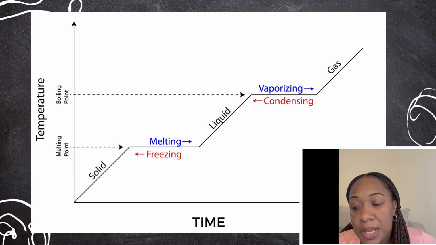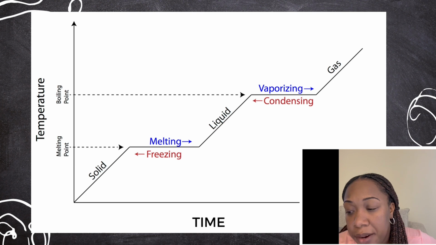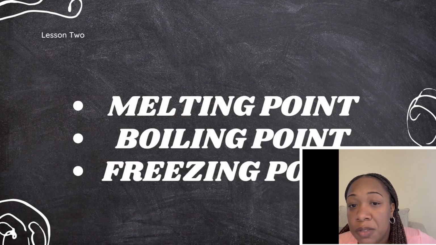Now, if we look at our graph, we notice that we have two sections that are flat-lined. They are my melting or my freezing point. That is the same point, that's right here. And my other flat line represents my boiling point. Now, the minute we hear the word point in our definitions, we need to think about constant temperature, and that's where our flat line is represented on our graph.